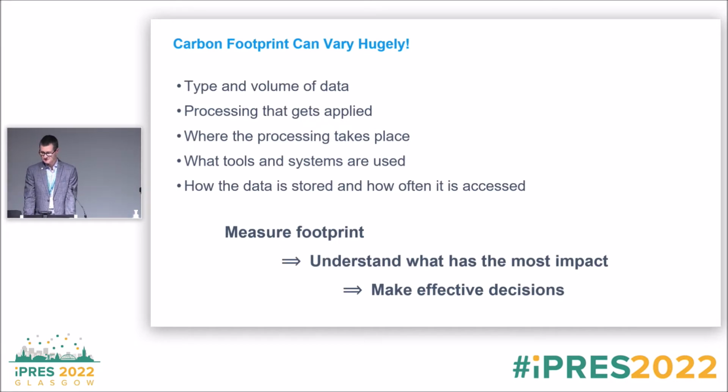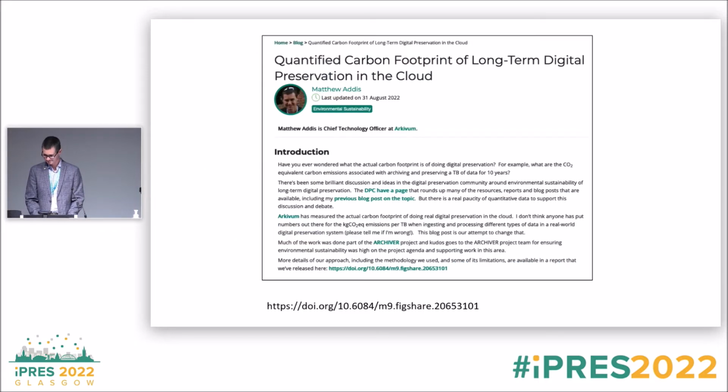What we did find is that carbon footprint can vary hugely with the type of data that you have, the volumes you're processing, what tools you use, what steps are applied, how the data is stored, and how often it's accessed. But the key thing is if you can measure the footprint, then you can understand what parts of the process have the most impact, and then you can make decisions on what to do about it.